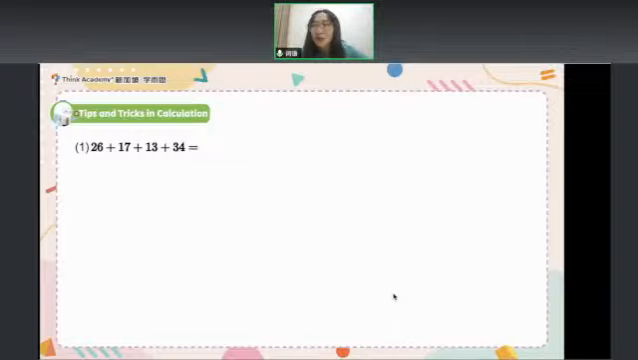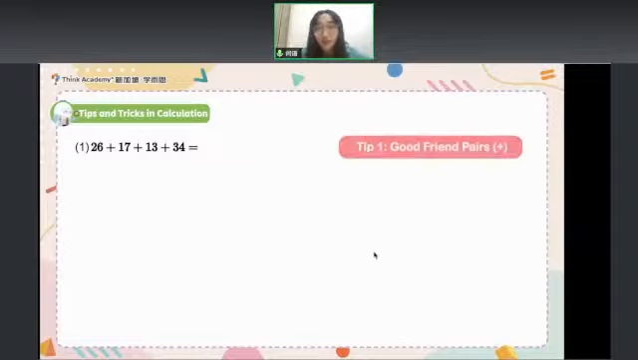I see that maybe some students just say 26, write it down, and then plus 17, right? And then 6 plus 3, 13, carry over 1, and then move on, 2 plus 1 plus the carry over, right? But actually, any easier way to calculate such an equation? So here, try to find the good friend pairs. What's the meaning of good friend pairs? That is, you try to find the last digits that can make a perfect 10.